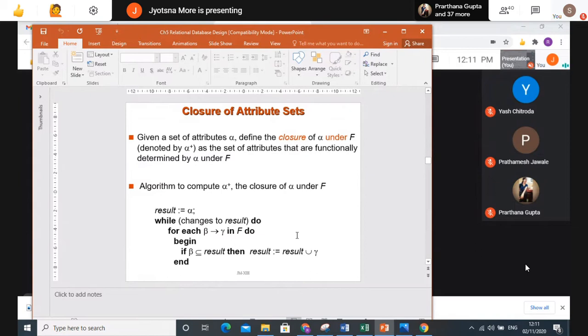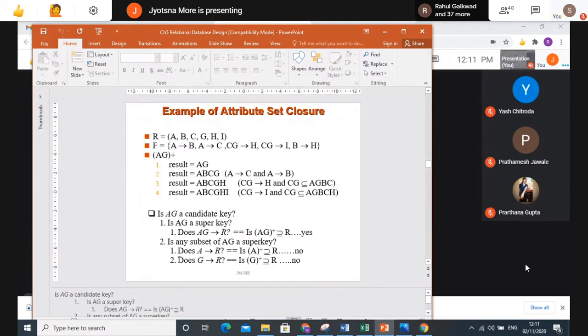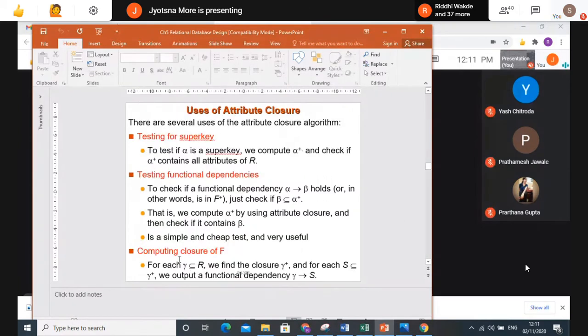Then closure of attribute set. Same as the functional dependency, you can also find the closure of an attribute set. If alpha is determining something, then you have to add that into your closure set. Then we have seen the example for that, and the uses of attribute closure, where I told you to concentrate on the heading uses for the attribute closure.